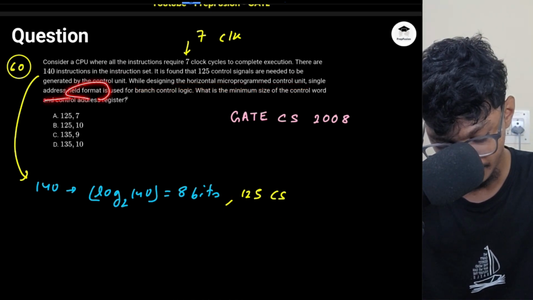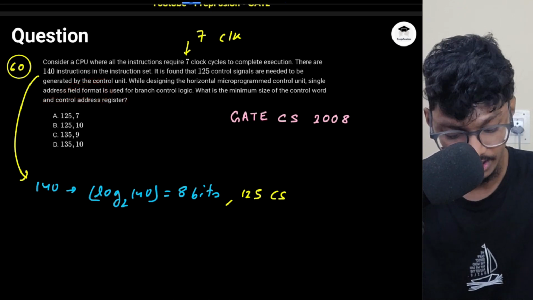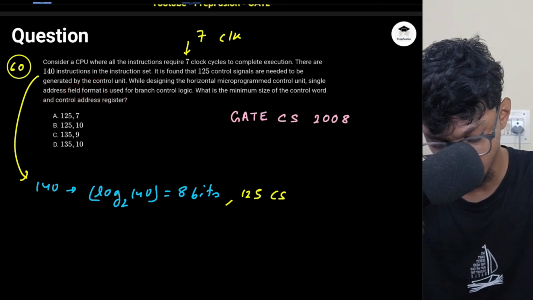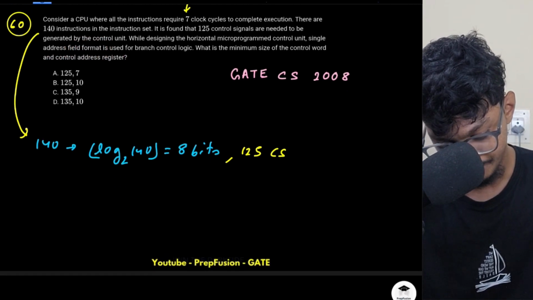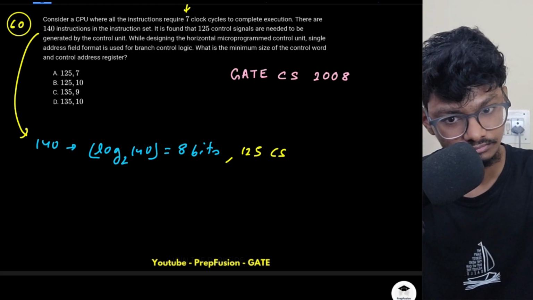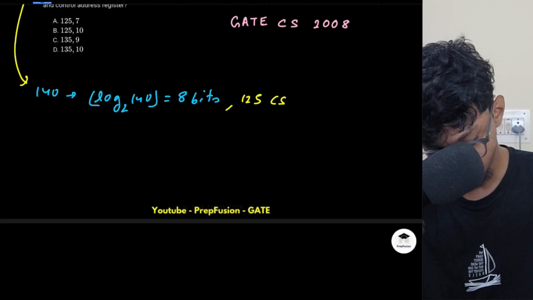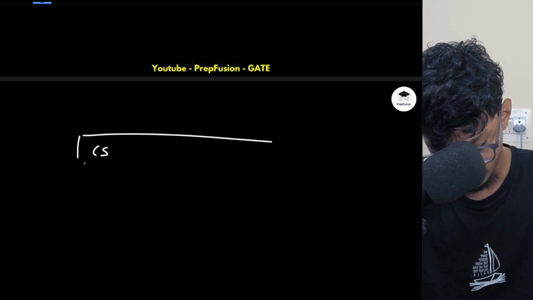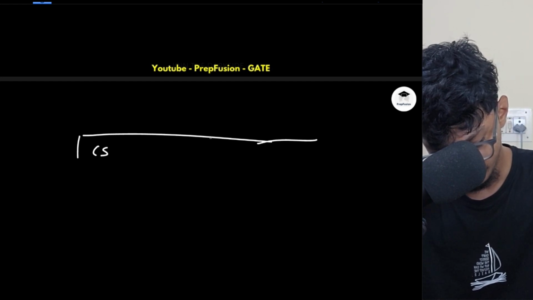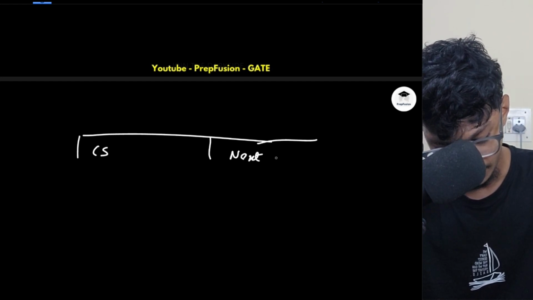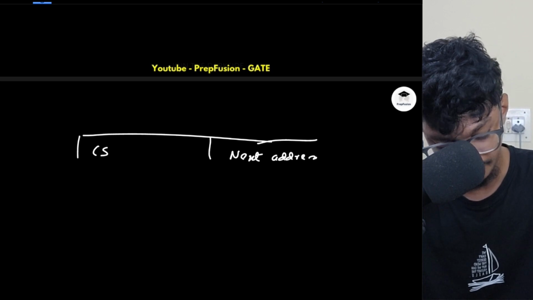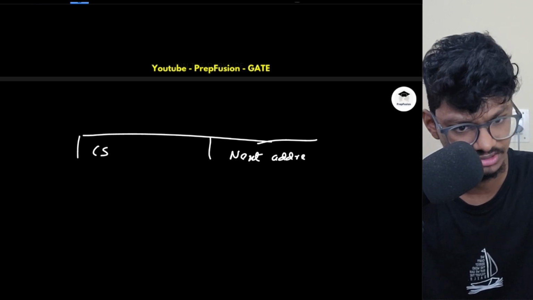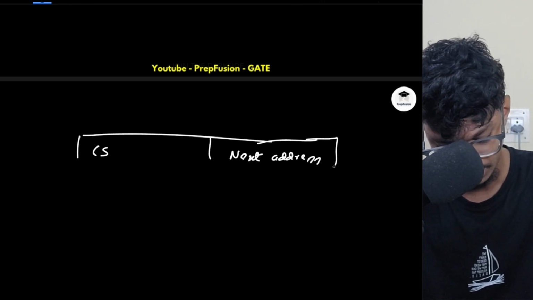A single address field format is used for branch logic. Since we are using a horizontal microprogram, my control word will first have the control signals, then the next address field. If they tell me about the mux, I will write the mux bits; if they do not, I will not write the mux bits.